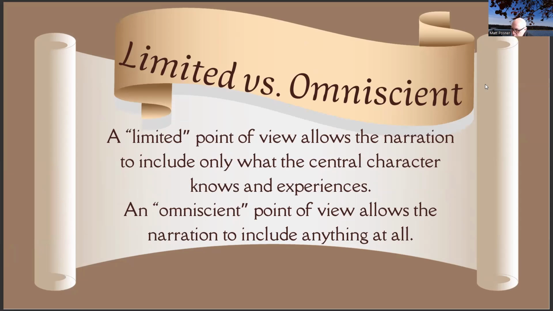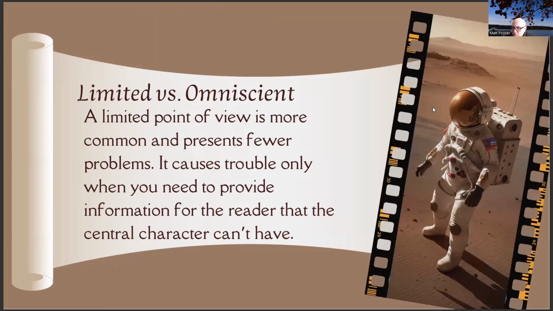An omniscient point of view allows the narration to include anything at all, although there are limitations to that based on what works or what's good. To count as omniscient, we have to allow the possibility of any information being brought in within the range of the skill of the writer.